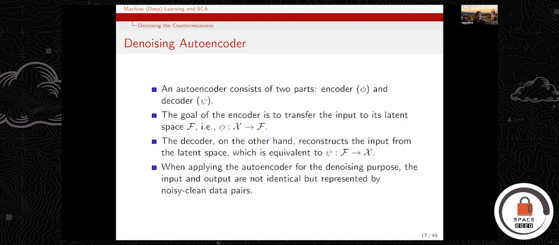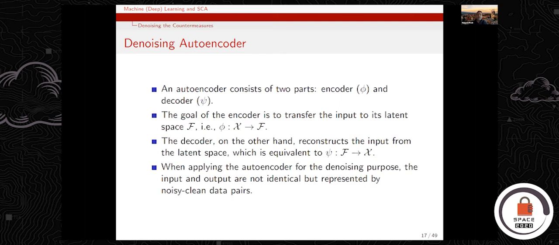What is an autoencoder? Well, it's a machine learning technique. It's a neural network consisting of two parts, encoder and decoder. What does the encoder do? It transfers the input to a latent space. Basically, you can think it takes many features and compresses them into a small number of most important features. What does the decoder do? It goes the other way. It goes from those most important features back to the original input size representation.